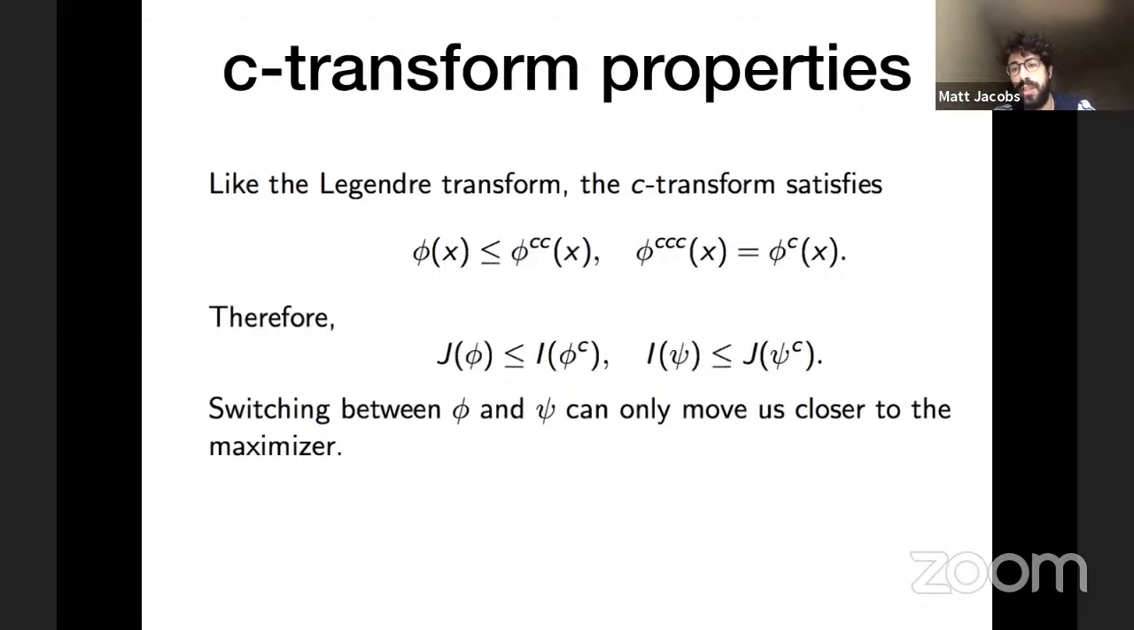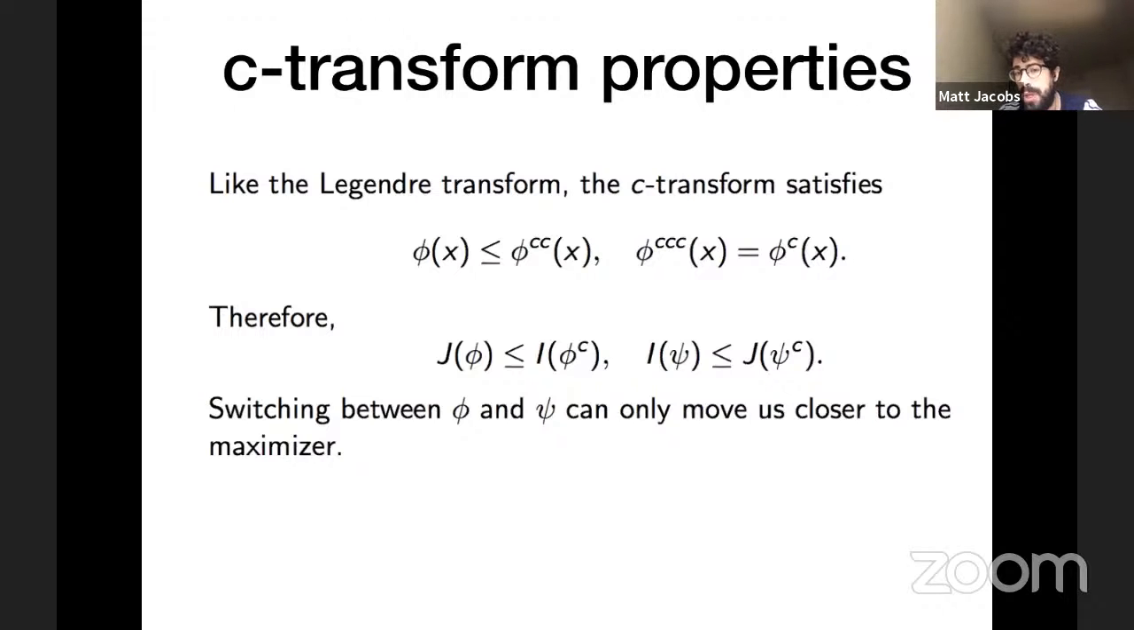So the C transform has this really nice property that if I take it twice, the value of my function increases. And if I take it 3 times, it's the same thing as just taking it once. So this is actually very, very similar to the behavior of a Legendre transform. And all of these transforms are actually very related to each other.